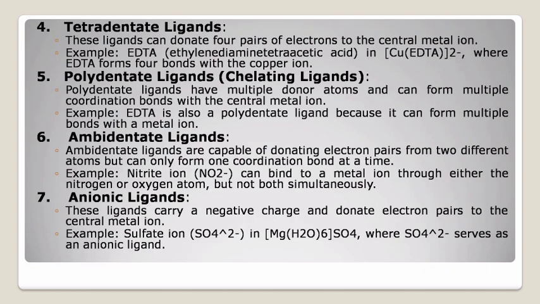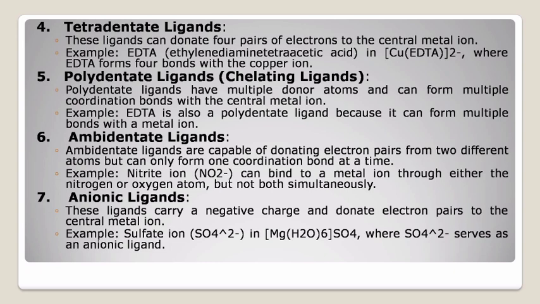Fourth, tetradentate ligands. These ligands can donate four pairs of electrons to the central metal ion. Example, EDTA, ethylenediaminetetraacetic acid, in Cu(EDTA) 2-, where EDTA forms four bonds with the copper ion. Fifth, polydentate ligands, chelating ligands. Polydentate ligands have multiple donor atoms and can form multiple coordination bonds with the central metal ion. Example, EDTA is also a polydentate ligand because it can form multiple bonds with a metal ion.